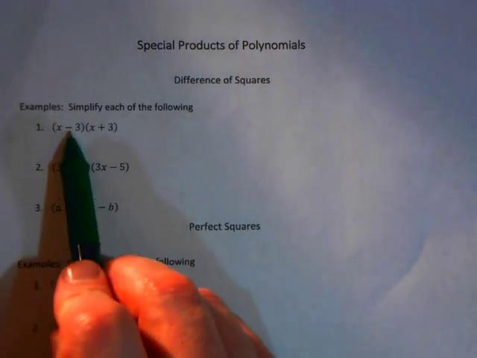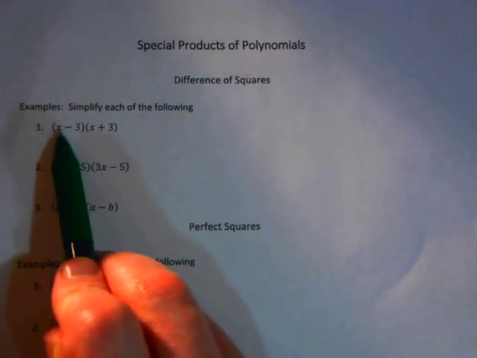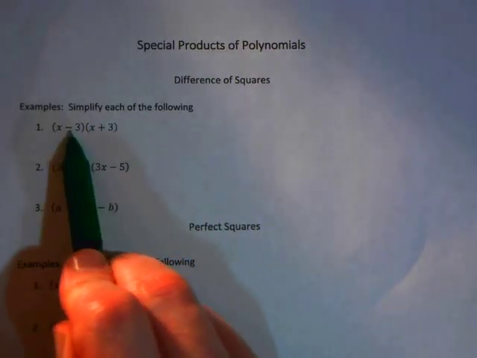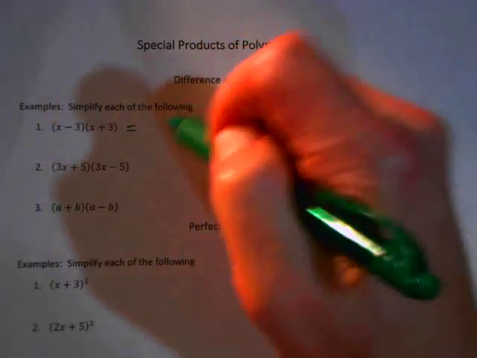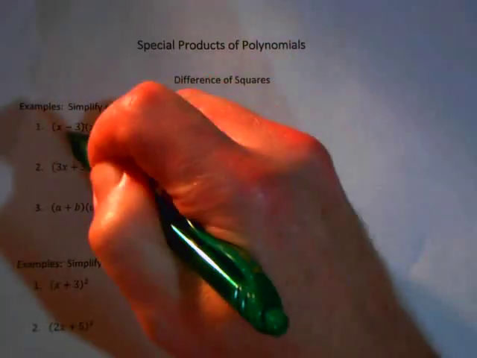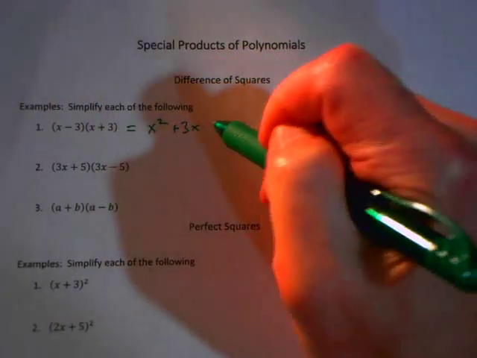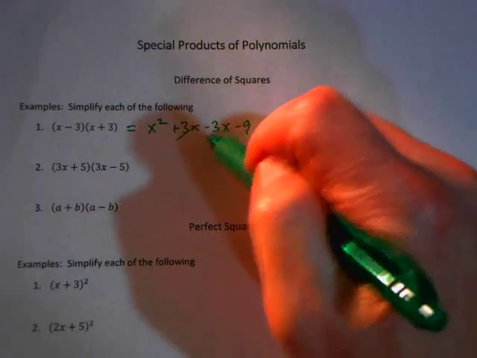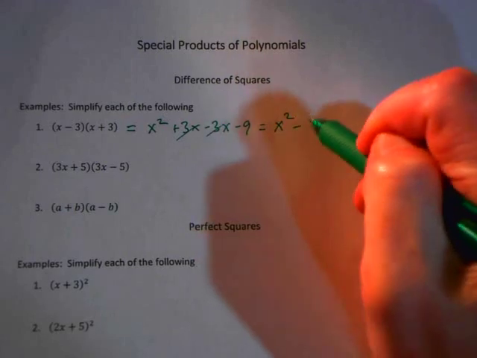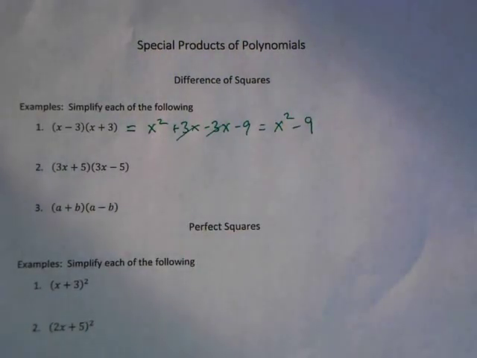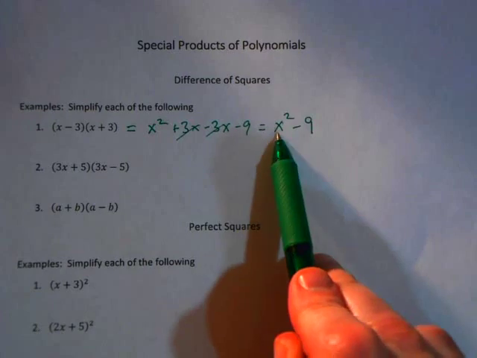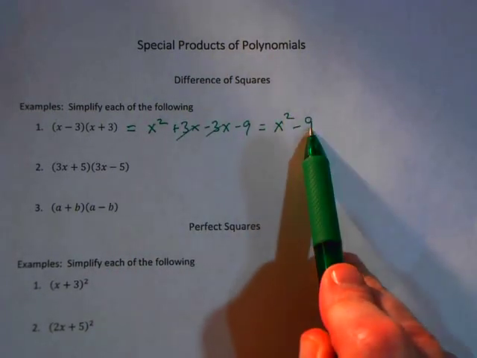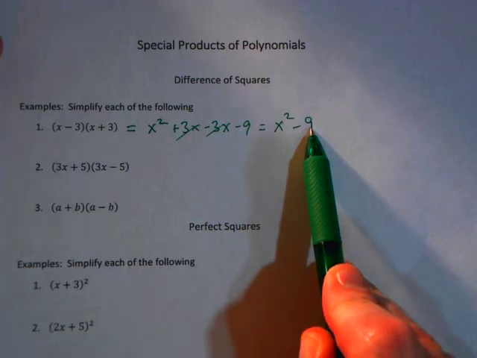Look what happens when we have two binomials. These are called binomials because they have two pieces. And they're exactly the same except for the sign in the middle. One's got a minus, one's got a plus. Look what happens. When you multiply this out, you get x squared plus 3x minus 3x minus 9. The 3x's go away, and you're left with x squared minus 9. What we have left is known as a difference of squares because we have a square, and 9 happens to be 3 squared, so that's a square also.